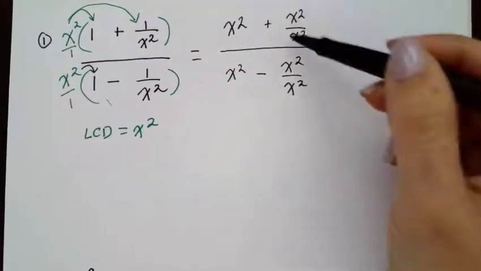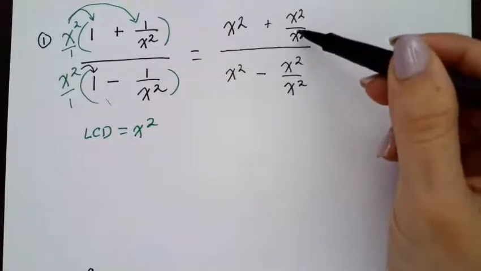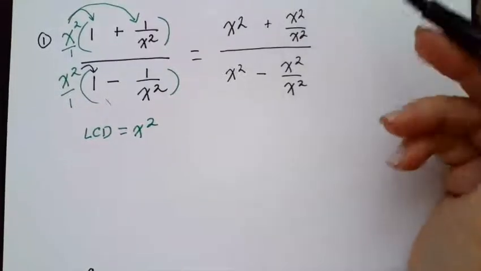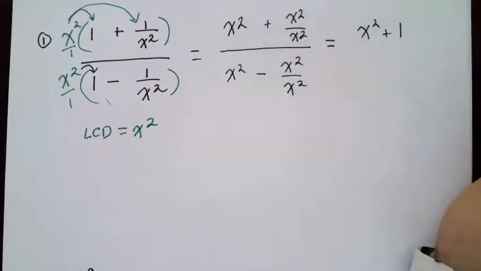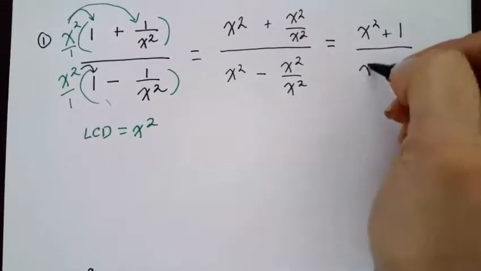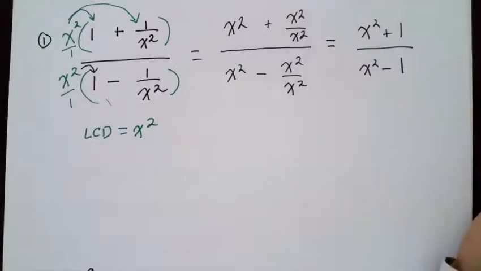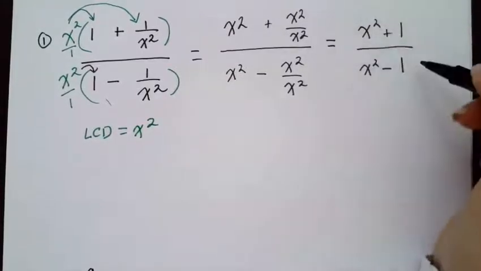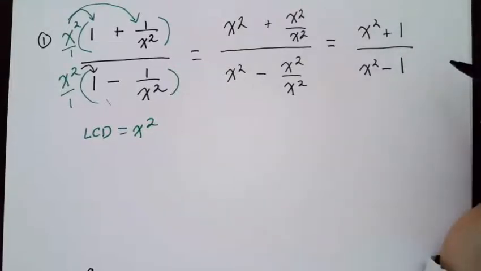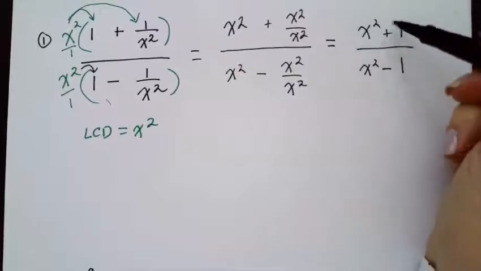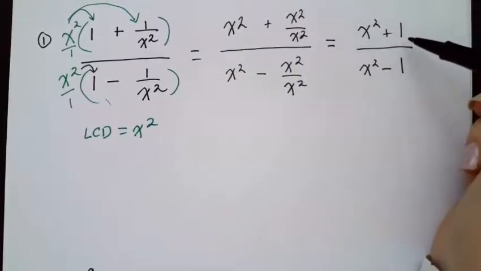All right, so now I can simplify these fractions. So these denominators of those kind of subfractions are going to disappear. So this becomes x squared plus 1 over x squared minus 1. So now we just have a rational expression where the numerator is a polynomial, the denominator is a polynomial. I could check to see, and I should check to see, if this expression can be simplified even further by factoring. The numerator is the sum of two squares, which is not factorable.